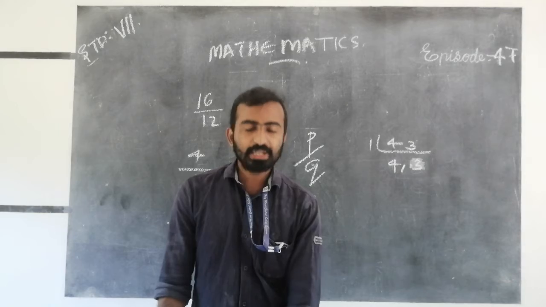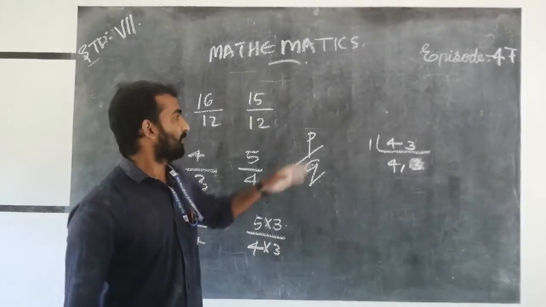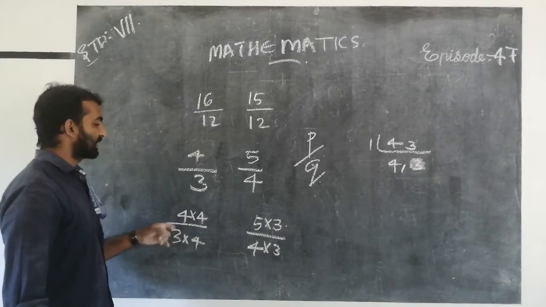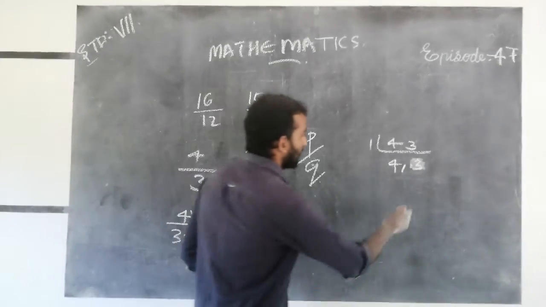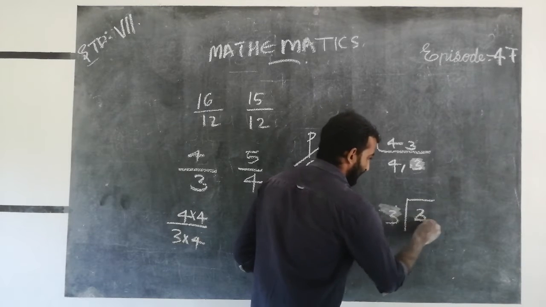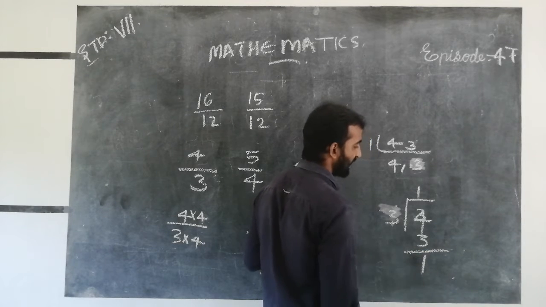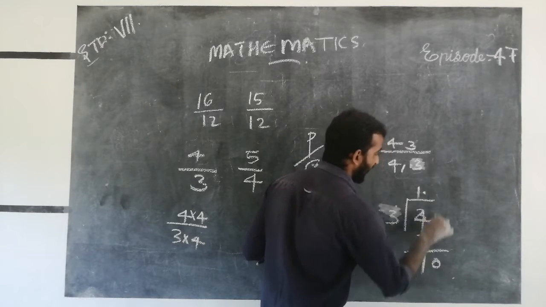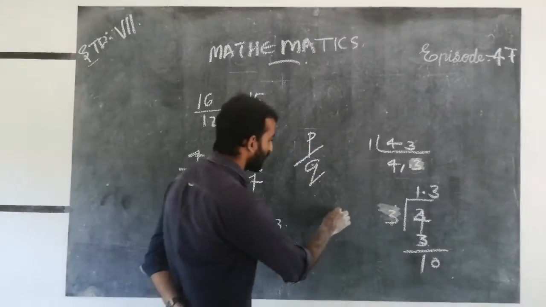When we convert to decimal form, what do we get? Here 4 by 3 means 1 point something. 4 by 3 is 1.3333 and so on.